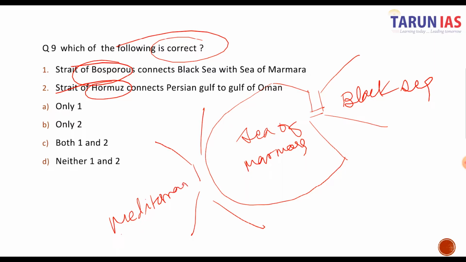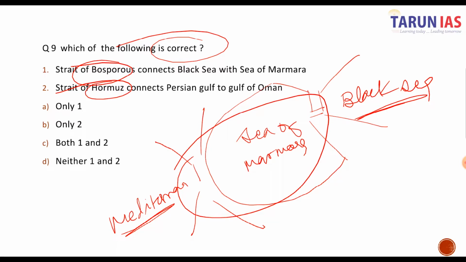So Mediterranean Sea gets connected with the Black Sea with the help of these two straits, which are known as the Turkish Strait. So this one is the Strait of Bosphorus and this is the Strait of Dardanelles.